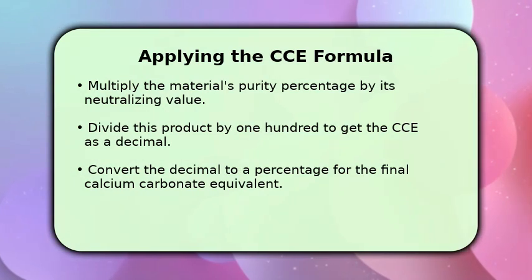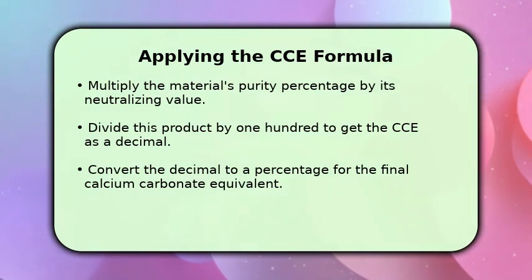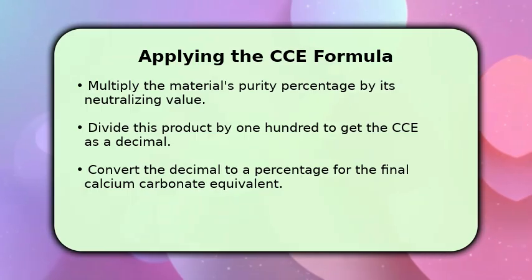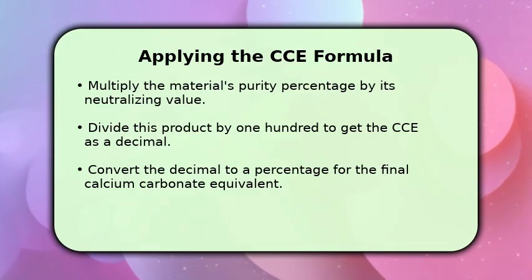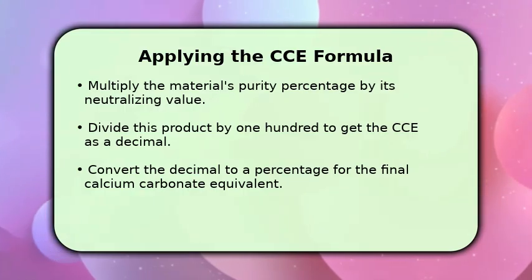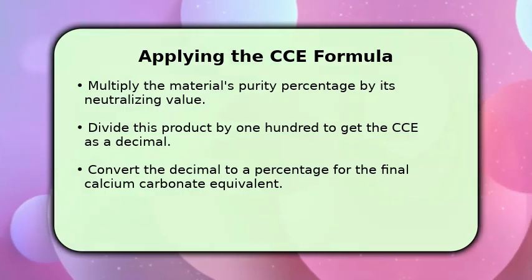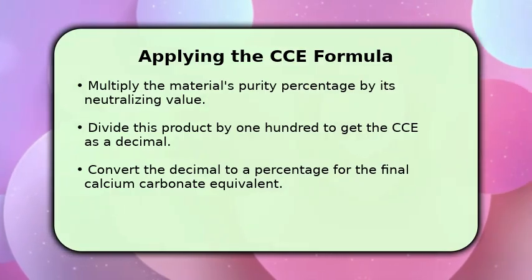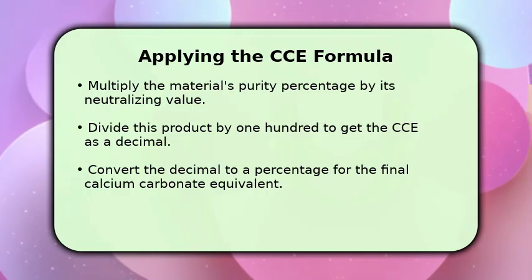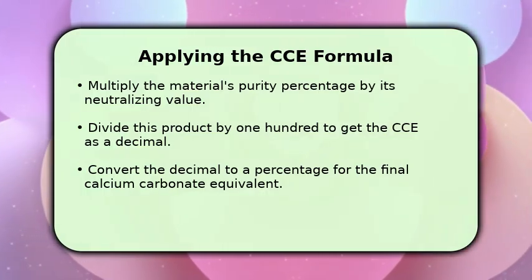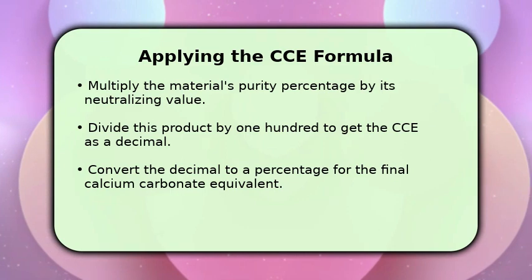Now, let's apply the formula to calculate the calcium carbonate equivalent. You will multiply the purity percentage of your liming material by its specific neutralizing value. Once you have this product, divide it by 100. This gives you the CCE as a decimal. To express it as a percentage, simply multiply that decimal by 100. For example, a material with 90% purity and a neutralizing value of 95% would yield an 85.5% CCE.